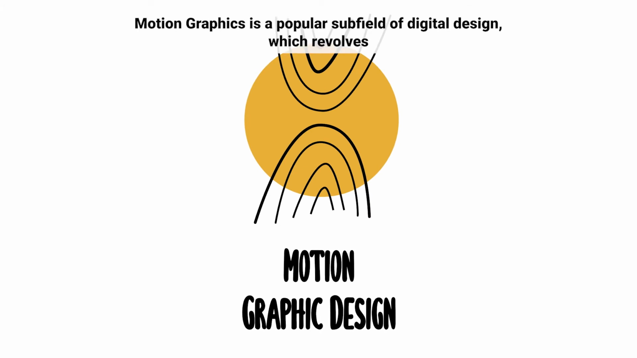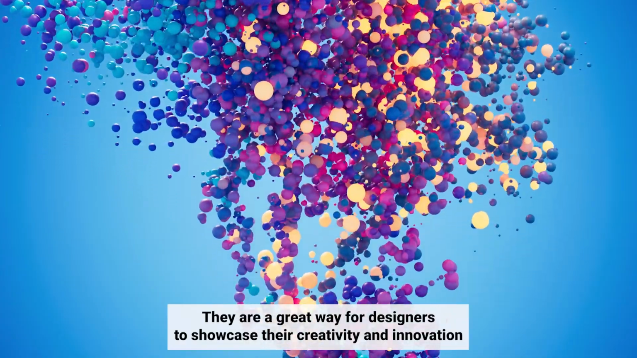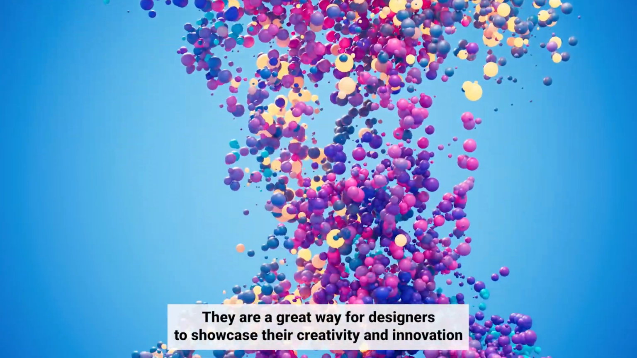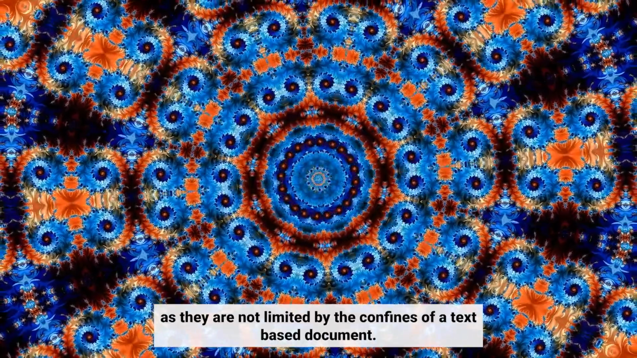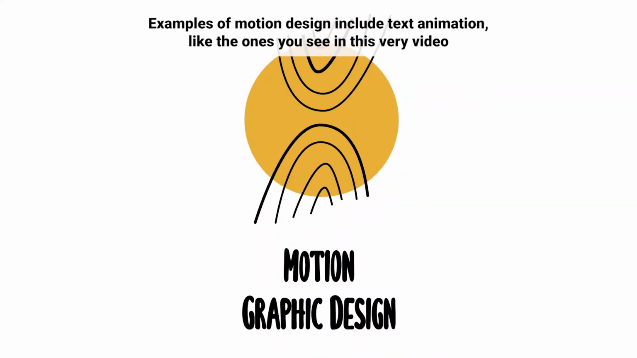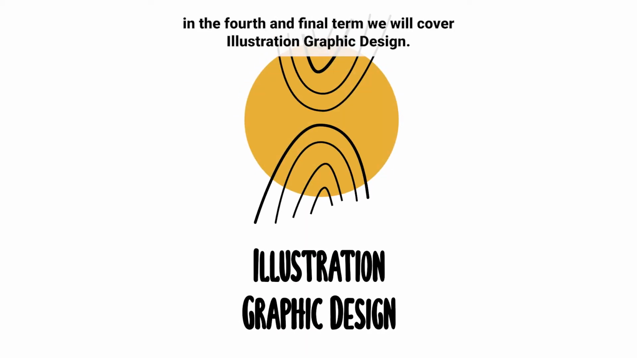Motion graphics is a popular subfield of digital design, which revolves around the manipulation of graphics to create animated visuals. They are a great way for a designer to showcase their creativity and innovation, as they are not limited by the confines of a text-based document. Examples of motion design include text animation like the ones you see in this very video, advertisements, animated logos, etc. In the fourth and final term, we'll cover illustration graphic design.